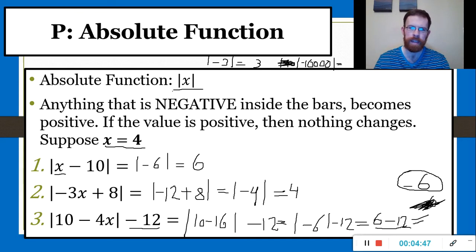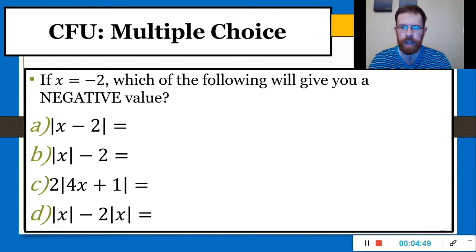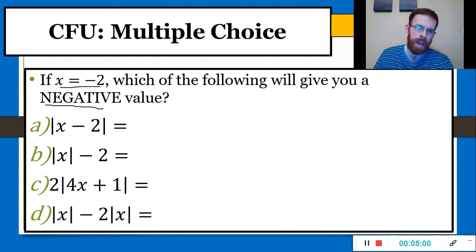So, take that with this check for understanding. If x is equal to a -2, which of the following will give you a negative value? Keyword on that: negative. If it's positive, I don't want to select it. If it's neutral, don't want to select it. I want to select the one that is negative. Take 5 seconds, pause the video, see what you can do.